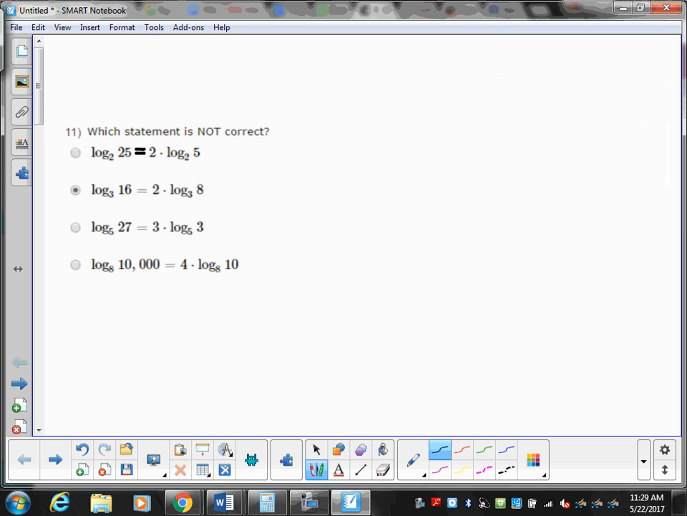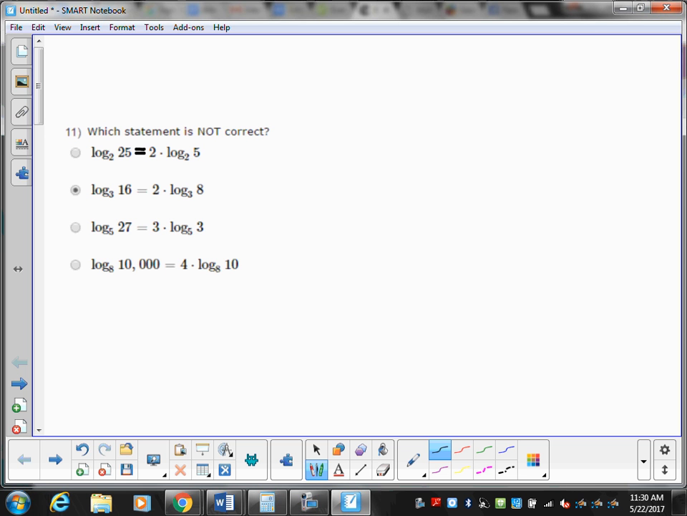Alright, so yeah, this is the last 5 questions. Again, they might not be in the same order as yours because it randomizes the order on yours, but these are the 5 that we did not cover on the first video. It says which statement is not correct on logs. You just got to know your logarithm rules. Okay?